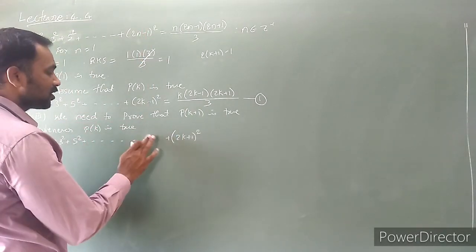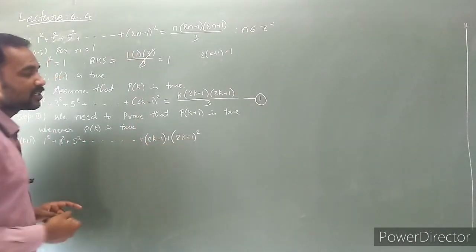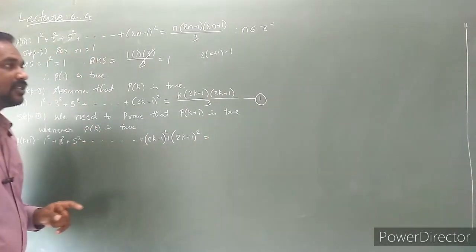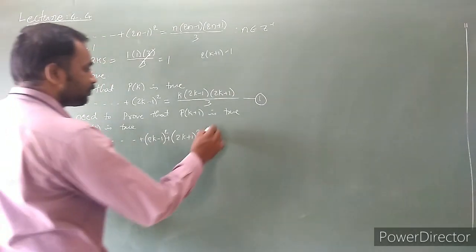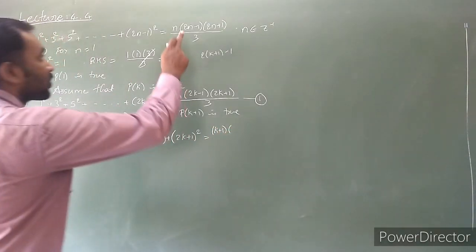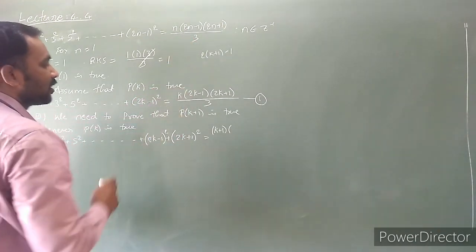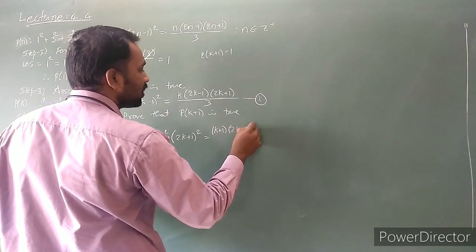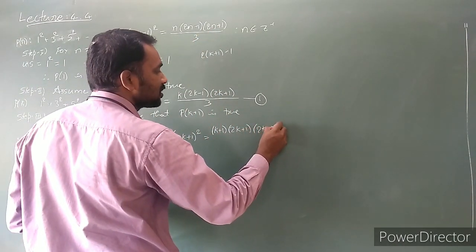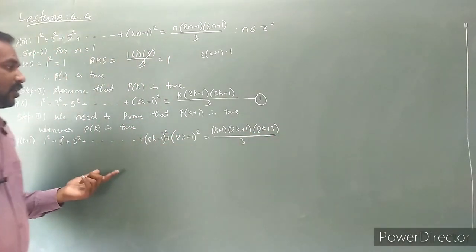What is the previous term of this one? The previous term is as it is in terms of k: (2k minus 1) whole square. Okay, right answer. Wherever n is there, replace it with k plus 1. In 2n minus 1, in place of n, k plus 1, what we get? 2k plus 1. And this comes 2k plus 3. You can calculate; whole thing divided by 3.